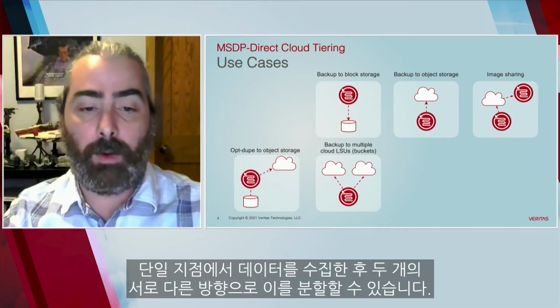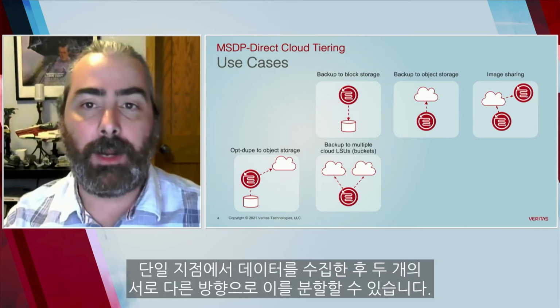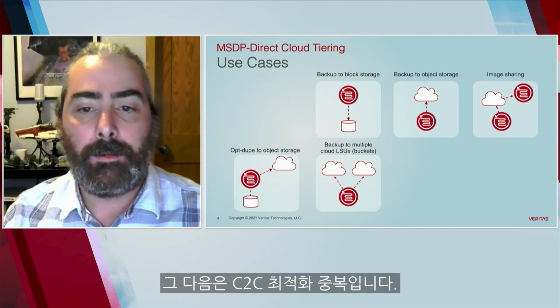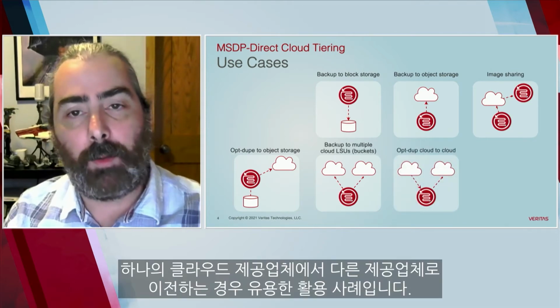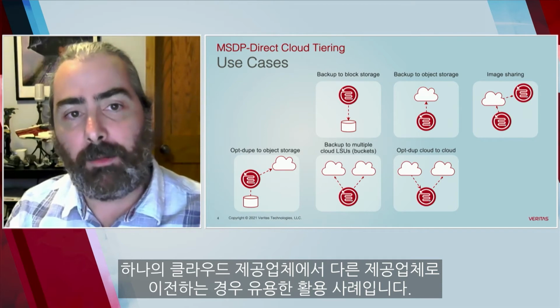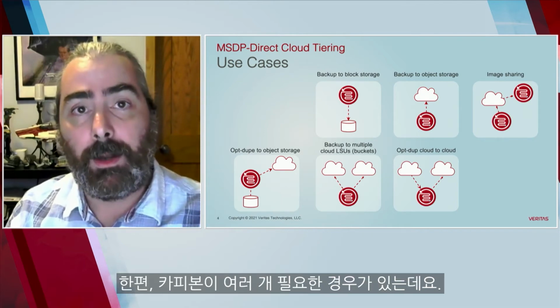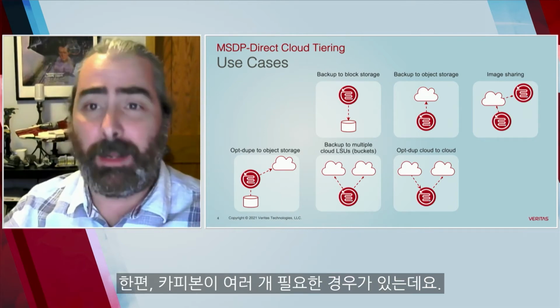So from one point, I can ingest and I can split this off in two different directions. The second to last thing is opt to cloud. This is a good use case for someone where they have maybe one cloud provider and they need to move to a different one. Essentially, sometimes you want to have multiple copies.